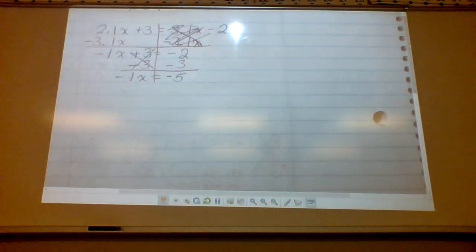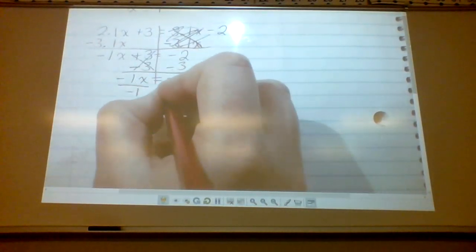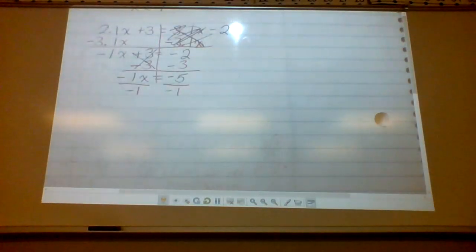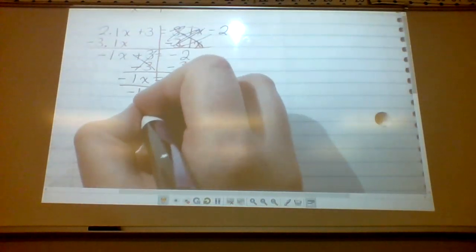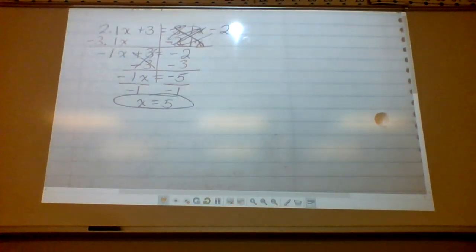It looks like the variable's alone, but it's not. It's a negative one. So the last step is to divide by negative 1. All day today, division has not happened until the very last thing. We always get the variables together before we try to divide. Okay?